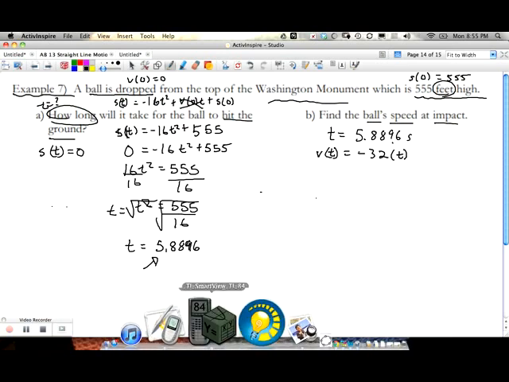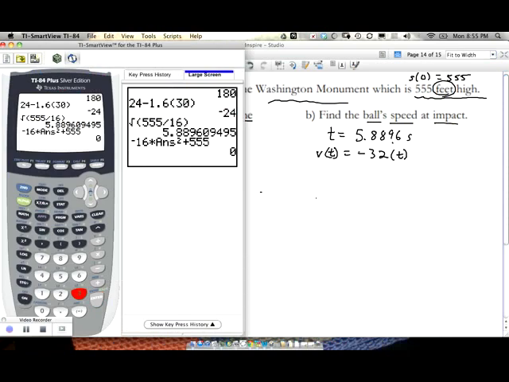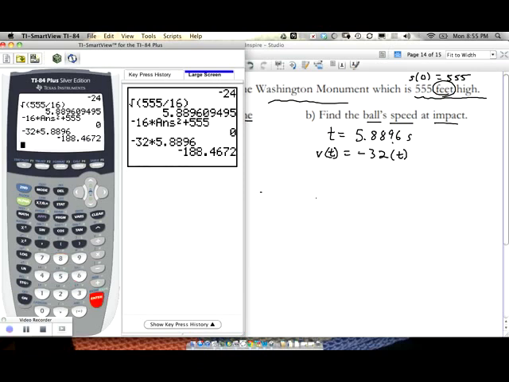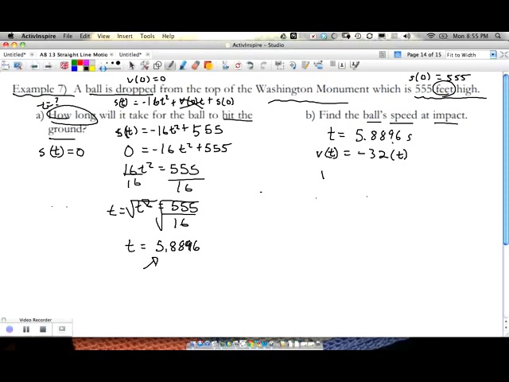So I'm just going to approximate this then. Negative 32 times 5.8896. And that's about negative 188. So the velocity is approximately negative 188. But the speed is the absolute value of that, which is 188. Are we meters or feet? Feet per second. Done. That was a fast one.